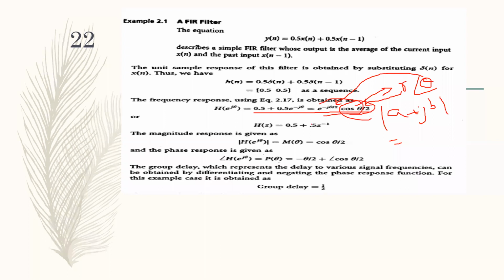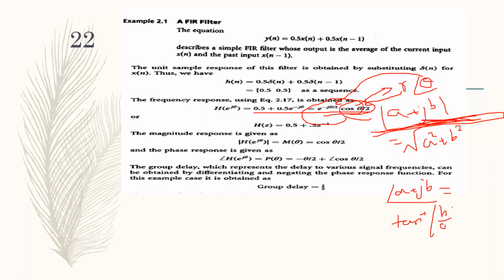If you want to identify it, you can either go directly, or you can identify it using a plus jb. So if I want the magnitude, it is the square root of a square plus b square, if you remember. And if you want the angle, you can use a calculator and estimate it. It is tan inverse of b by a. So this is another method of obtaining the phase.